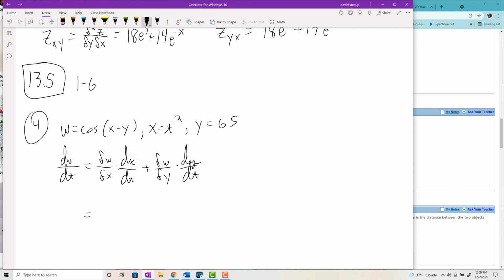So the partial of w with respect to x is going to be negative sine of x minus y times 1 from the chain rule, and then times the derivative of x with respect to t, which is 2t. Then plus the partial of w with respect to y, which would be negative sine of x minus y times negative 1, so it ends up being plus sine of x minus y, and then times the derivative of y with respect to t, that's just 0. Moving the 2t up front, I get 2t sine, substituting back in terms of t to get everything in terms of t. X is t squared minus y is 65, and that would be your answer.